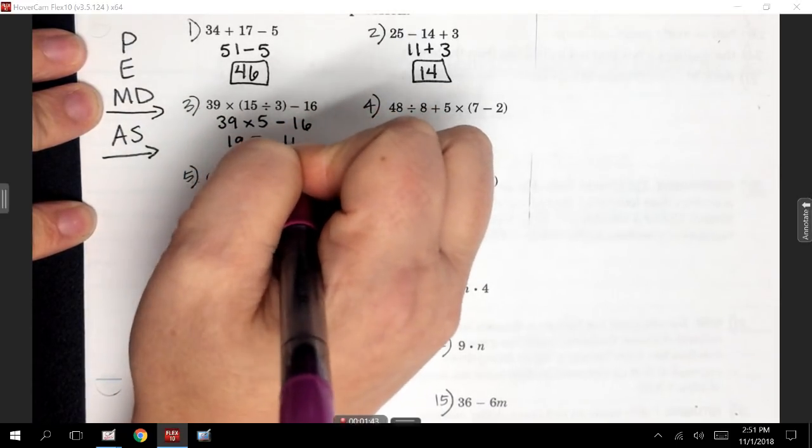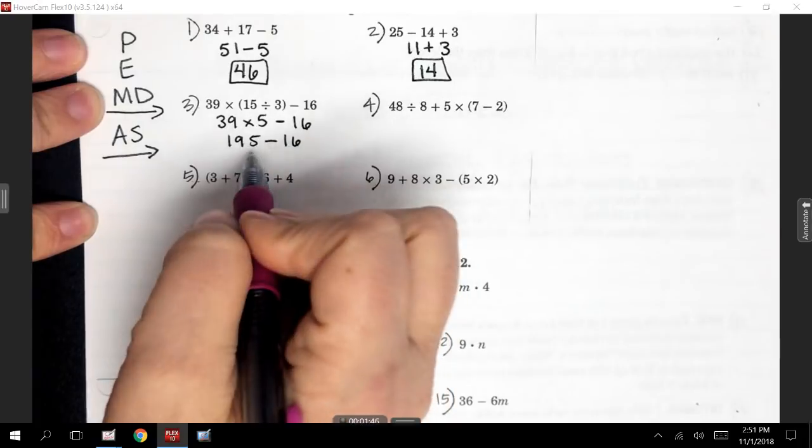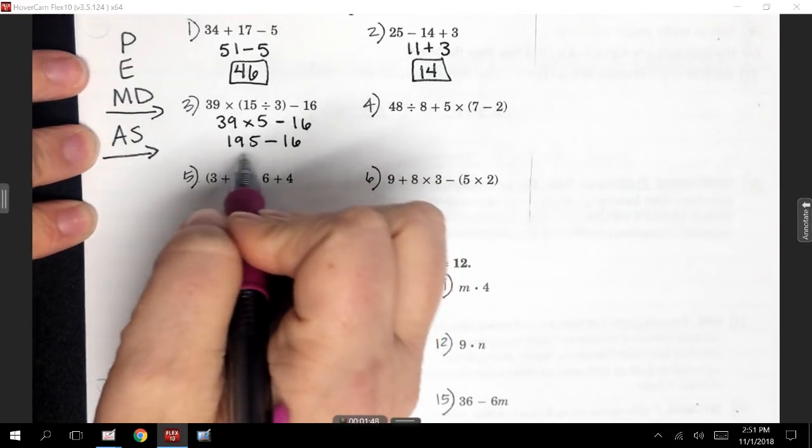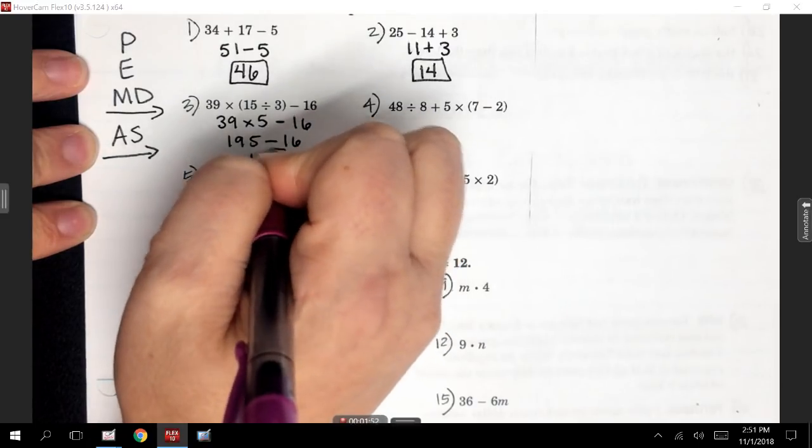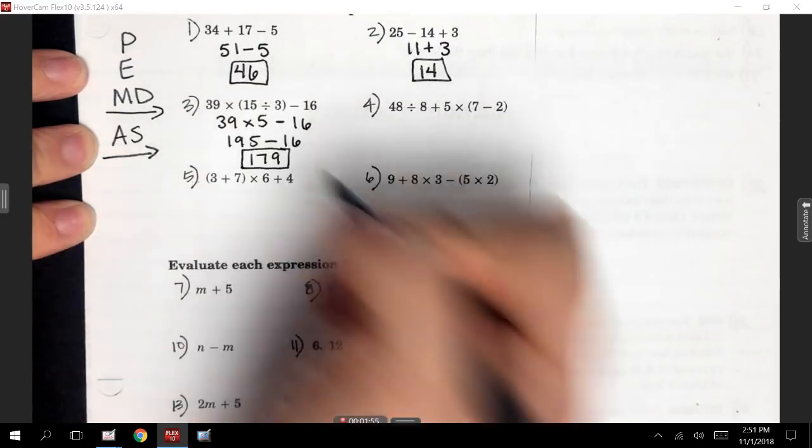If we need to go to the side and work that out, we can. And now it has subtraction, so we're going to work that out, 195 minus 16. Again, I would recommend setting that up on the side, which gives me 179.